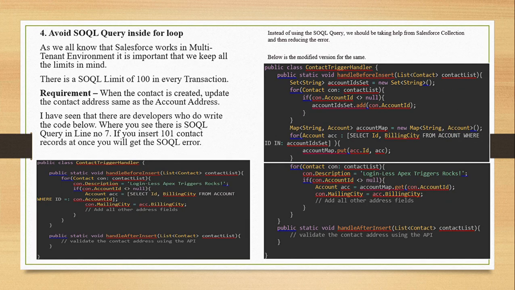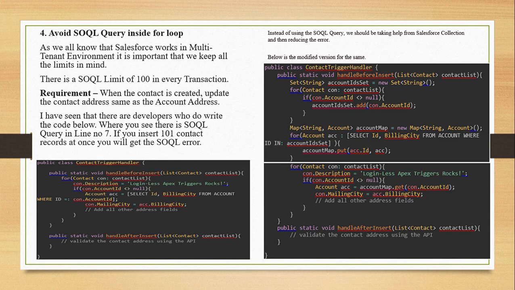Avoid SOQL queries inside a for loop. As we all know, Salesforce works in a multi-tenant environment, so it is very important that we keep all the limits in mind. There is a SOQL query limit of 100 in every transaction. The requirement is: when a contact is created, update the contact address to be the same as the account address.